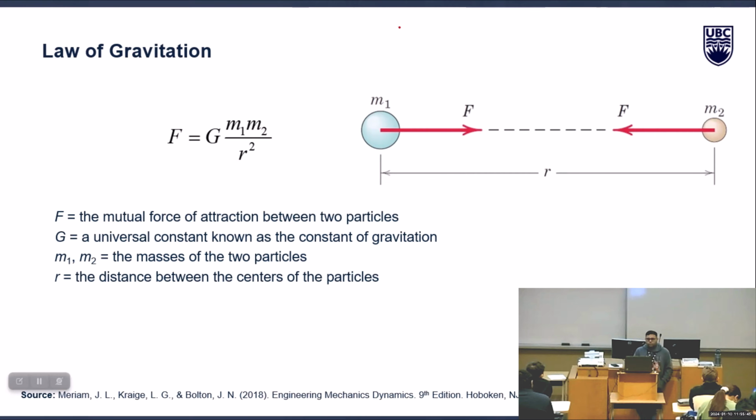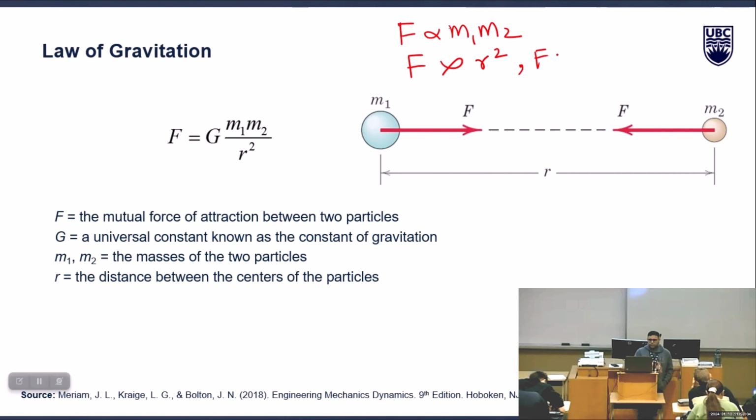So the force of attraction between any two masses m1 and m2 will be directly proportional to the multiplication of m1 and m2, and that force will be inversely proportional to the square of the distance between them, or in other words, that force will be directly proportional to 1 over r square, right?